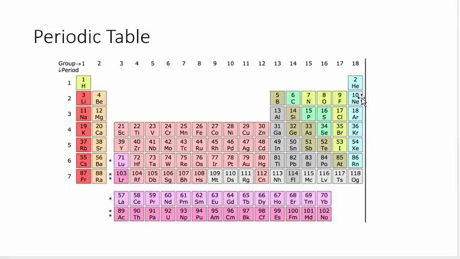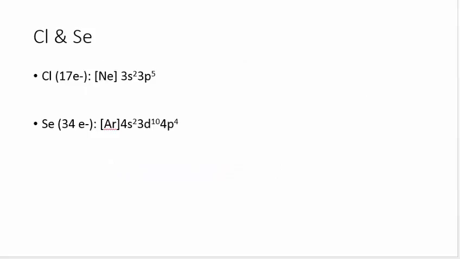Now, where do I start? Well, I start at the next period, the period in which chlorine is in. And I'm always going to start with the S subshell of whatever energy level the period that the element we're looking at is in. So since chlorine is in the third period, we're going to start with 3s2. And then we work our way across, and now we're at 3p: 3p1, 3p2, 3p3, 3p4, 3p5. So the electron configuration for chlorine has neon in brackets and then 3s2, 3p5.